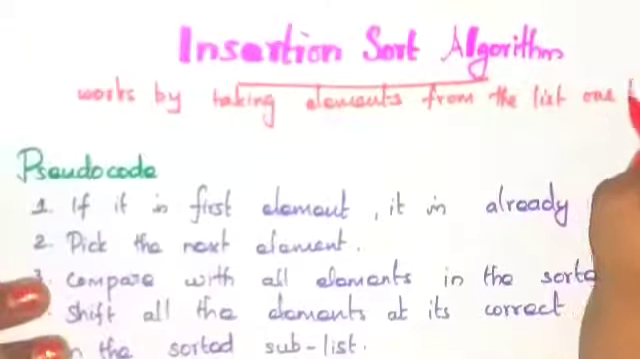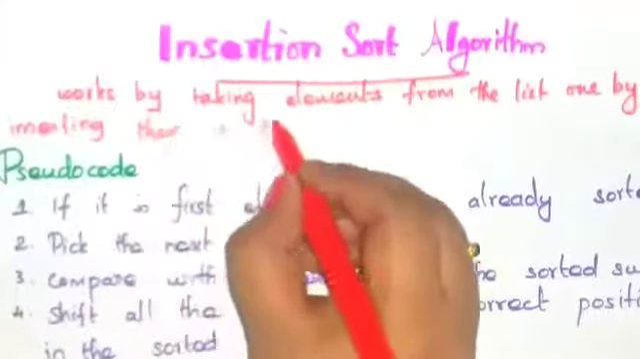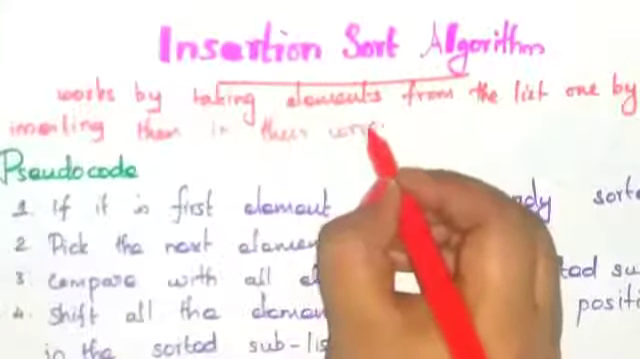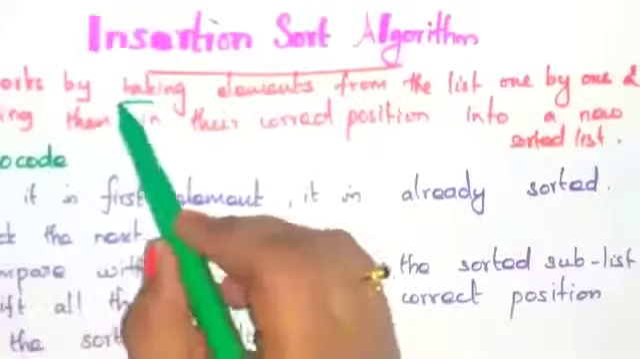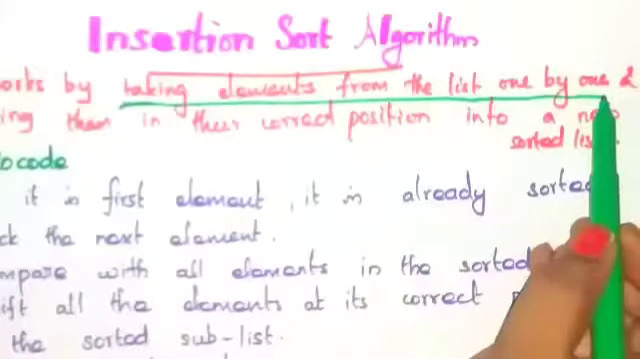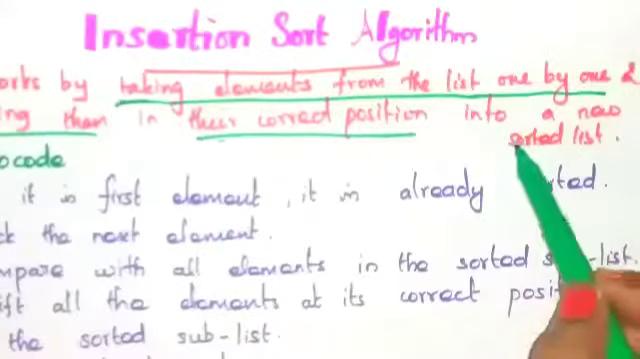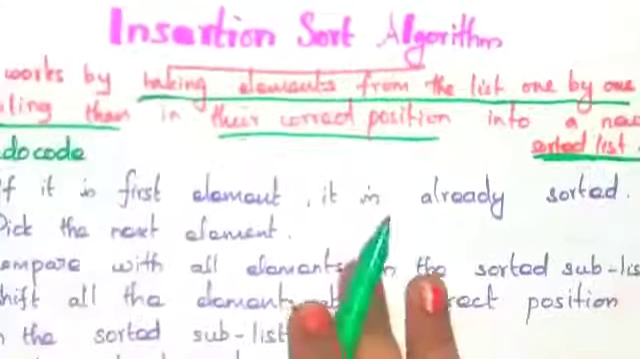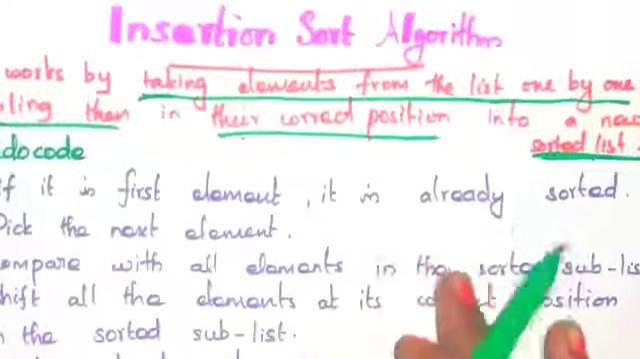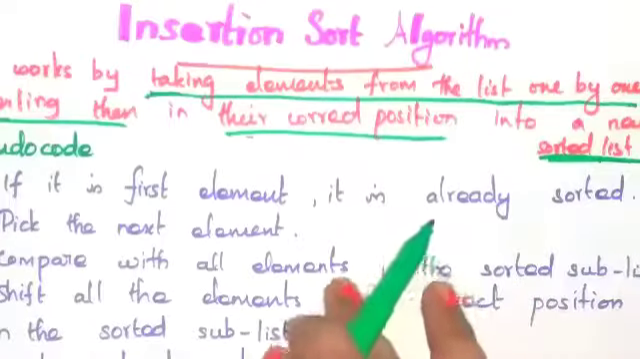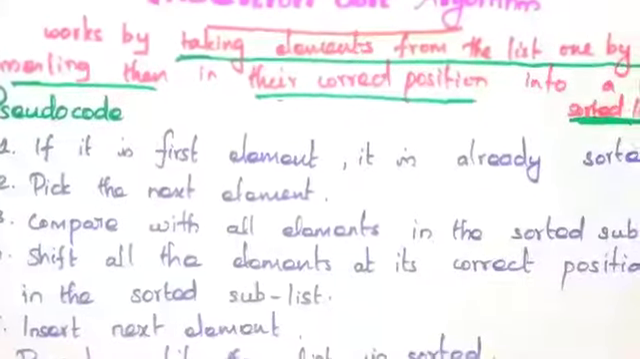This insertion sort algorithm works by taking elements from the list one by one and inserting them in their correct position into a new sorted list. So it takes the elements from the unsorted list one by one and inserts them at their correct position in the sorted list. Okay, so let us see the pseudocode.